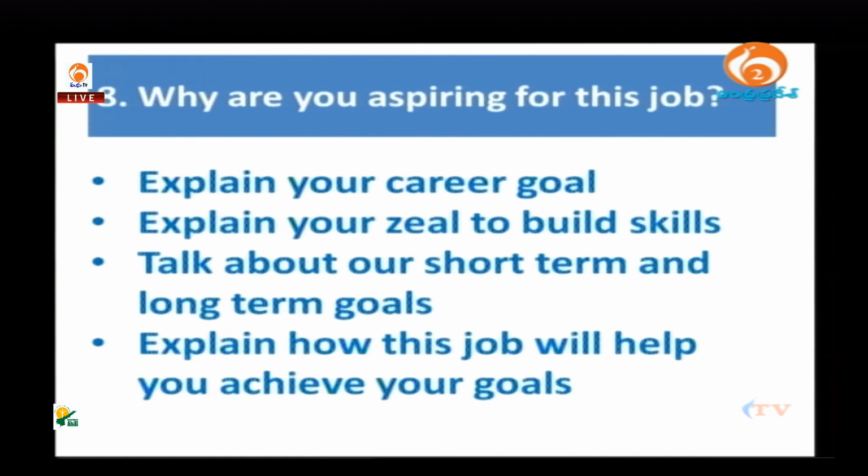What do we mean by these points? What do we mean by goal? What do we mean by zeal to build skills? I will talk about all this. We'll take a short, quick break. So question number 8 will be answered quickly.